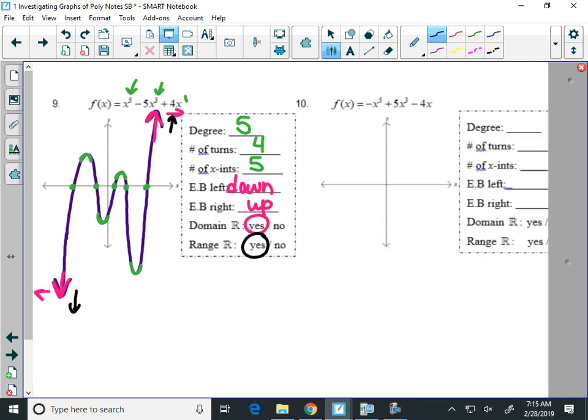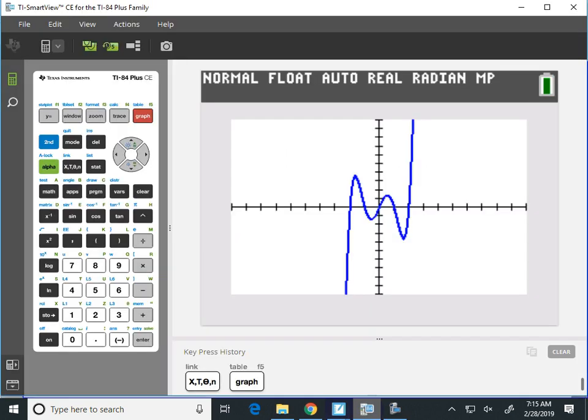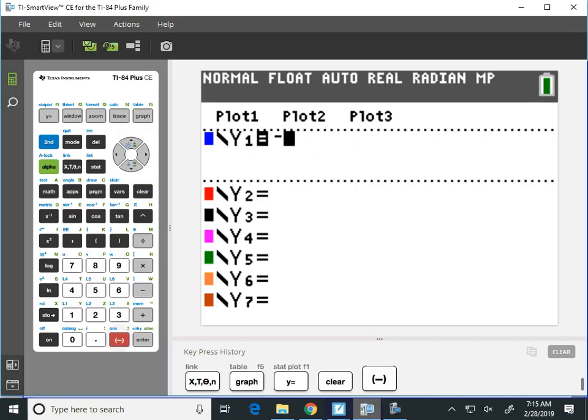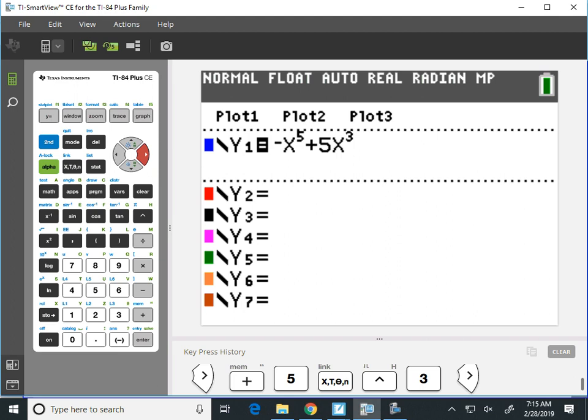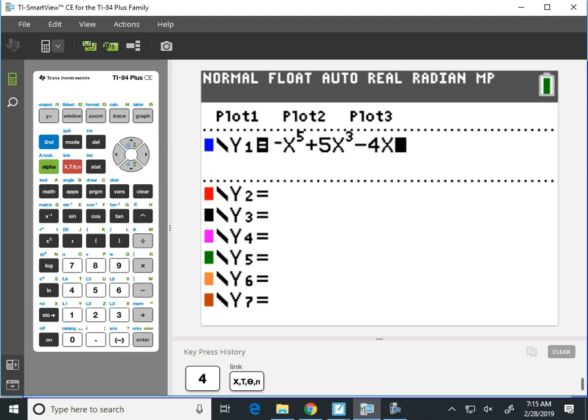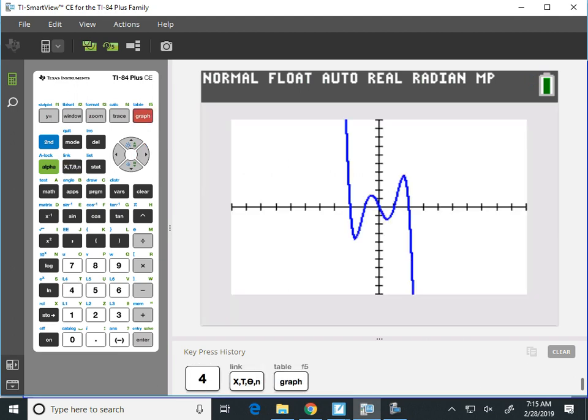All right, so last graph here, number 10. Negative x to the 5th plus 5x cubed minus 4x. So let's take a look at what this one looks like. Okay, so negative x to the 5th plus 5x cubed minus 4x. And this one looks same kind of squiggly, but a little bit different. All right, so let's take a minute, pause the video. This will be the last one we have to copy over.